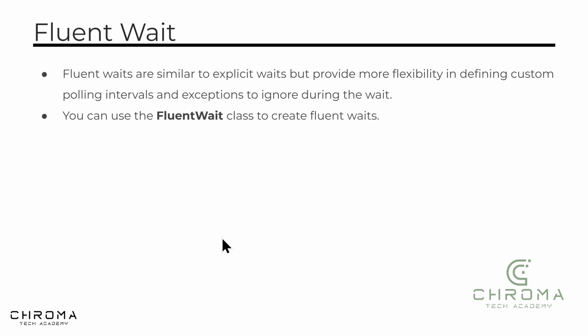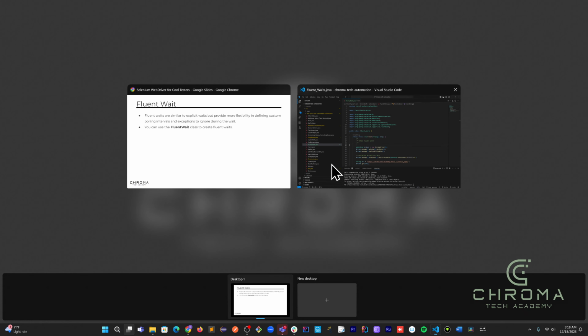Fluent waits. All right, so Fluent waits are similar to explicit waits, but provide more flexibility in defining custom polling intervals and exceptions to ignore during the wait. You can use the FluentWait class to create Fluent waits. Let's hop over to VS Code to see how this works.